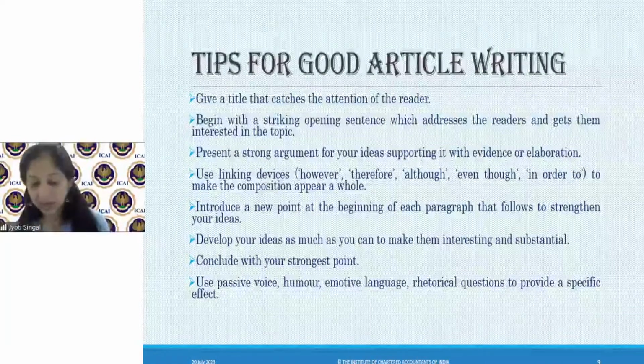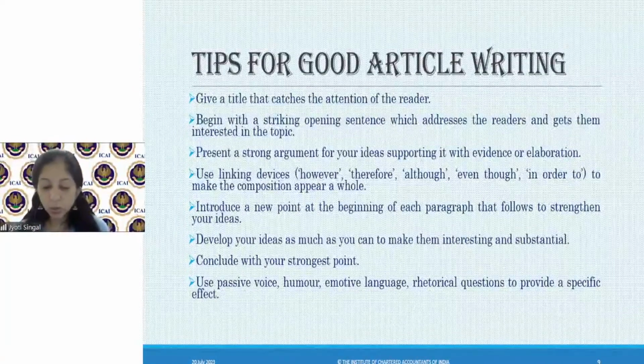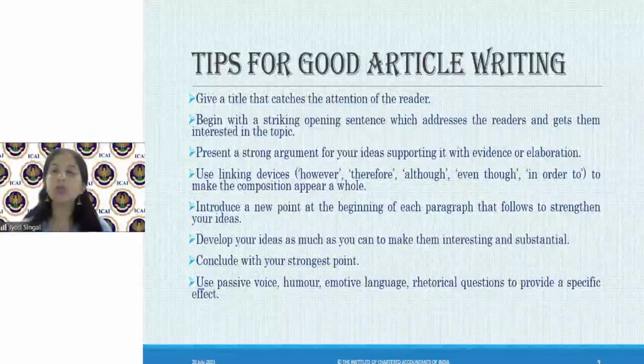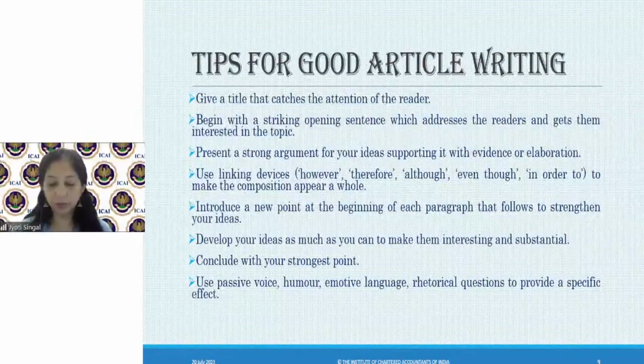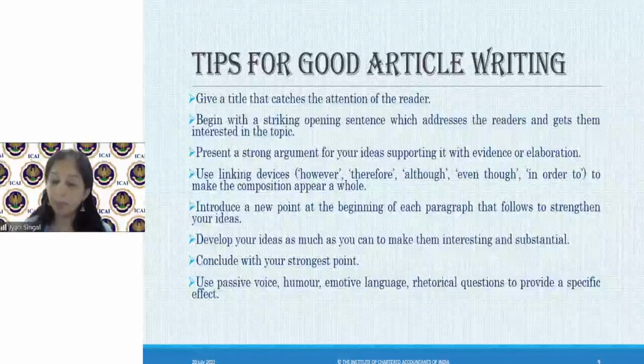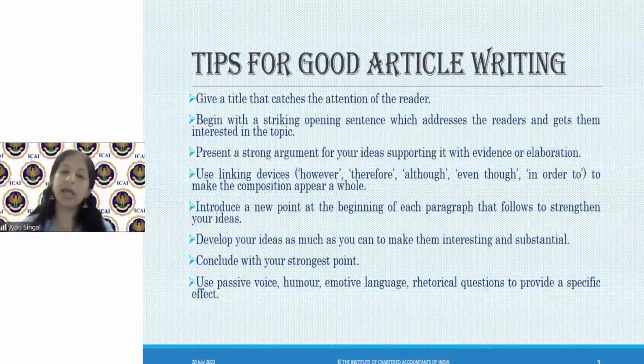Finally, the conclusion has to be the strongest. Please don't start with the conclusion. Please don't end with the introduction. Always remember, introductions and conclusions make or break your style of writing. So if you have a good style of writing, your introduction and conclusion will definitely leave a mark on the audience. And that is what I am expecting from all of you.